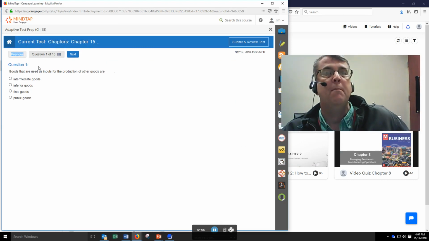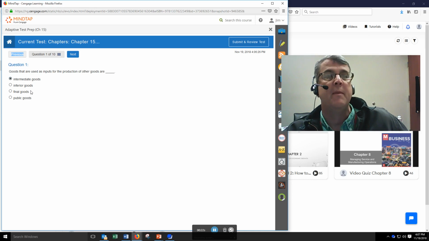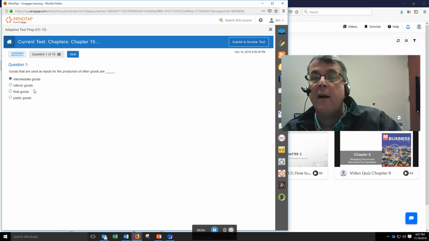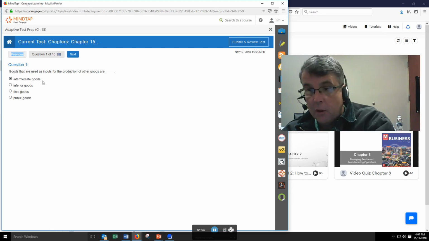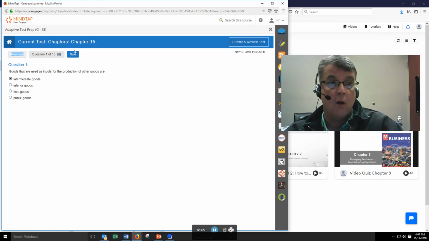Goods that are used as inputs for the production of other goods. If you remember from class, these are called intermediate goods. An example of that would be a tire made at the Goodyear plant that was sold to Honda. That sale would not count towards GDP because that is an intermediate good. That tire is going to be put on a car, which is going to be sold to a consumer. And when the consumer buys the car, the value of the tire is already incorporated into the car.